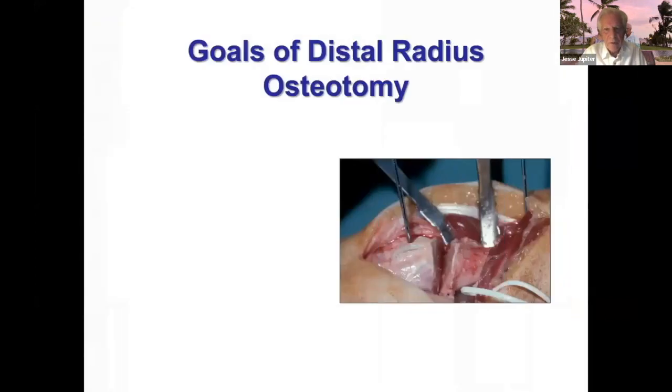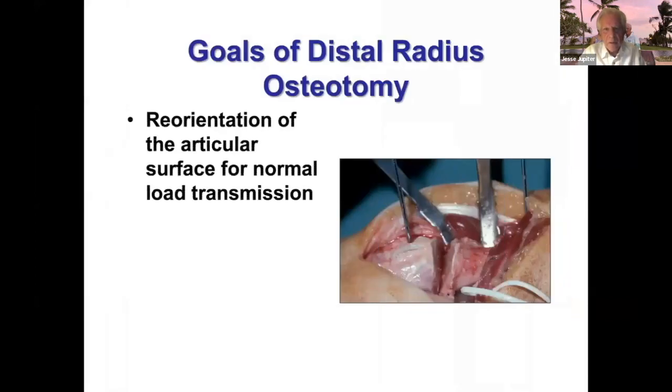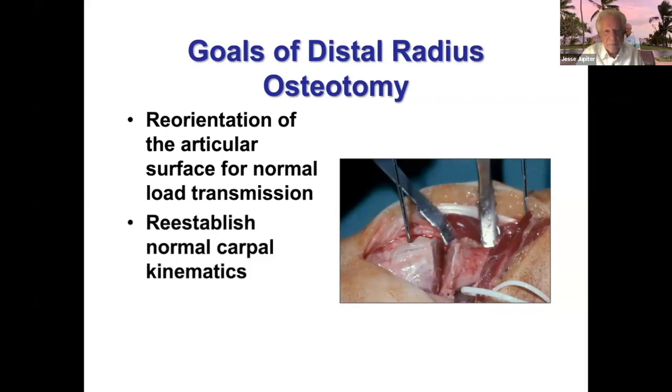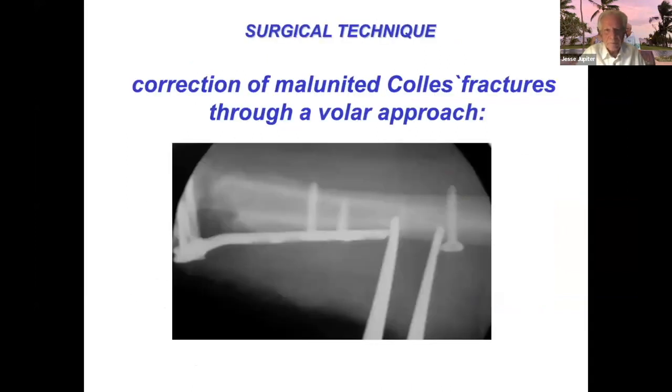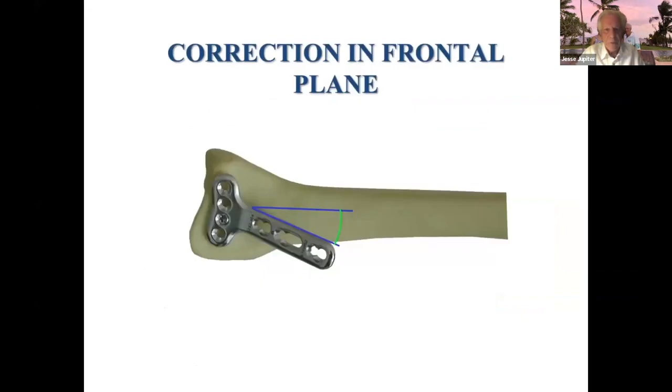If you look at extra-articular malunions, the goals are this. One is we want to reorient the articular surface to allow that normal load transmission, especially where it's been translated to the ulnar side. We'd like to reestablish normal carpal kinematics and normal distal radioulnar joint. Can you do this through a volar approach? Can you do this without sophisticated 3D preoperative planning? Let me show you how.